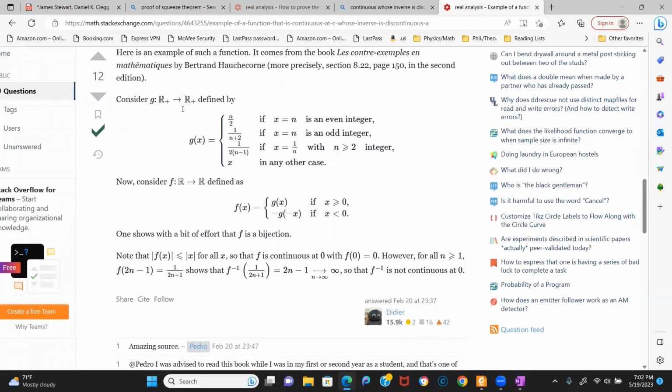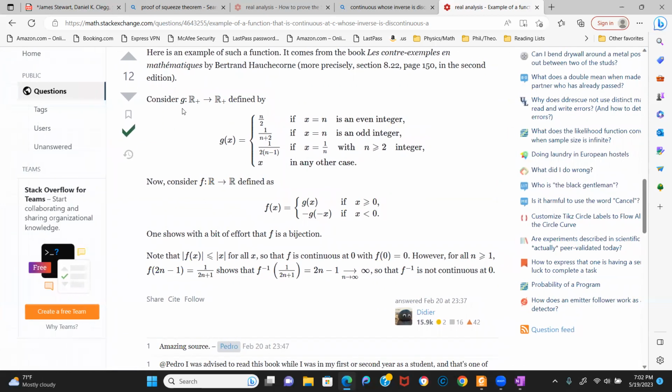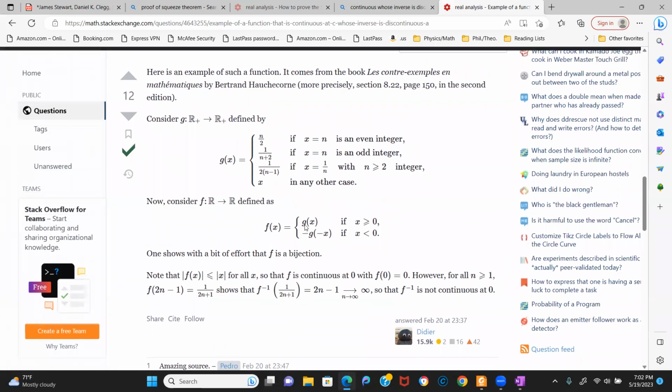Oh, and then I see. So this is not the function. All right, this g is probably not continuous, but they're going to define f. This is probably going to be continuous as also this piecewise function. Wow, I'm surprised that there's not a simpler example of a function which is continuous but whose inverse is not continuous.